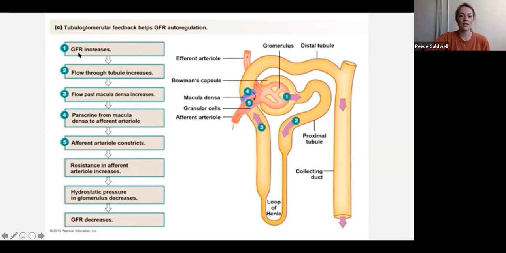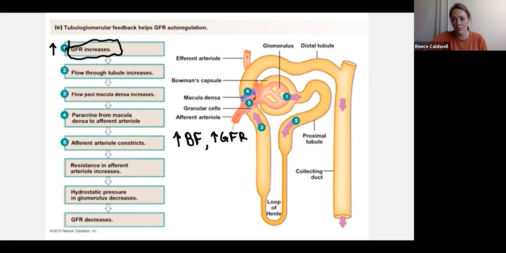So first, what we see is, of course, that increase in blood flow and that increase in glomerular filtration rate. We see that right here. Again, blood flow, blood volume, blood pressure all go along with GFR. So if we know we have an increase in GFR, we know we have an increase in blood pressure, we know we have an increase in blood volume, we know we have an increase in blood flow.